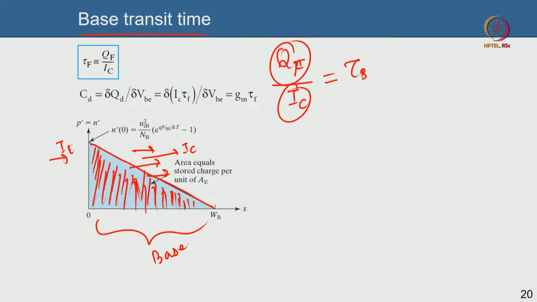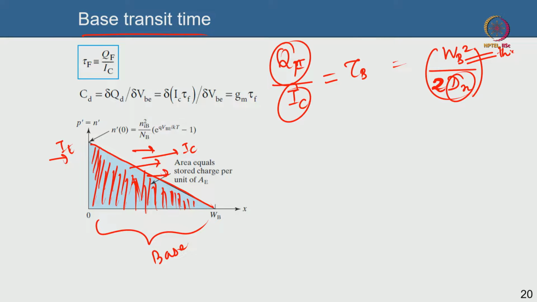If you do the math, the base transit time comes out to be the neutral base width squared, divided by 2 times the diffusion coefficient of electrons in the base. This 2 could be slightly different depending on the design, for instance if you have a graded base, but in general it is 2 times Dn. You can reduce the base transit time to improve the cutoff frequency by reducing the base thickness, because the diffusion coefficient is something you do not have much control over.